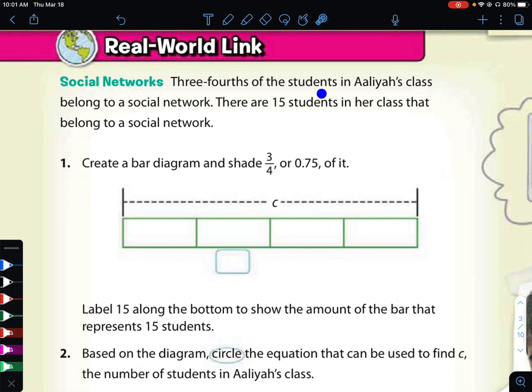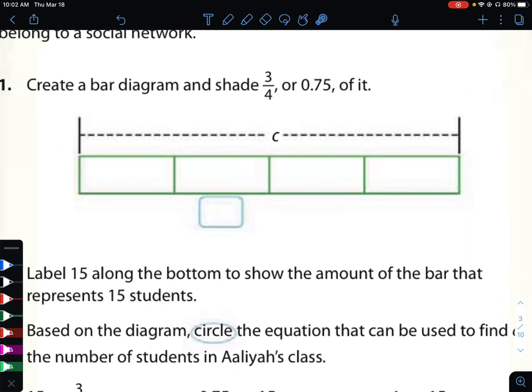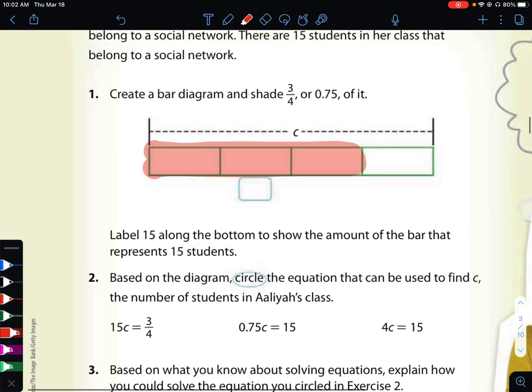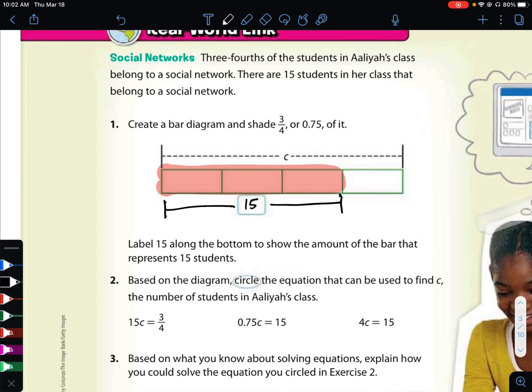3/4 of the students in Aliyah's class belong to a social network. There are 15 students in her class that belong to a social network. Let's analyze this problem by first creating a bar diagram and shading 3/4. We know that 3/4 is equal to 0.75 as a decimal. So if we shade 3/4 of this bar diagram, this is what we are shading, 3 out of 4. It says at the bottom to label 15 along the bottom to show the amount of bar that represents the 15 students. Since 3/4 belong to a social network and there are 15 of them, this represents the 15 students that belong to a social network in Aliyah's class.